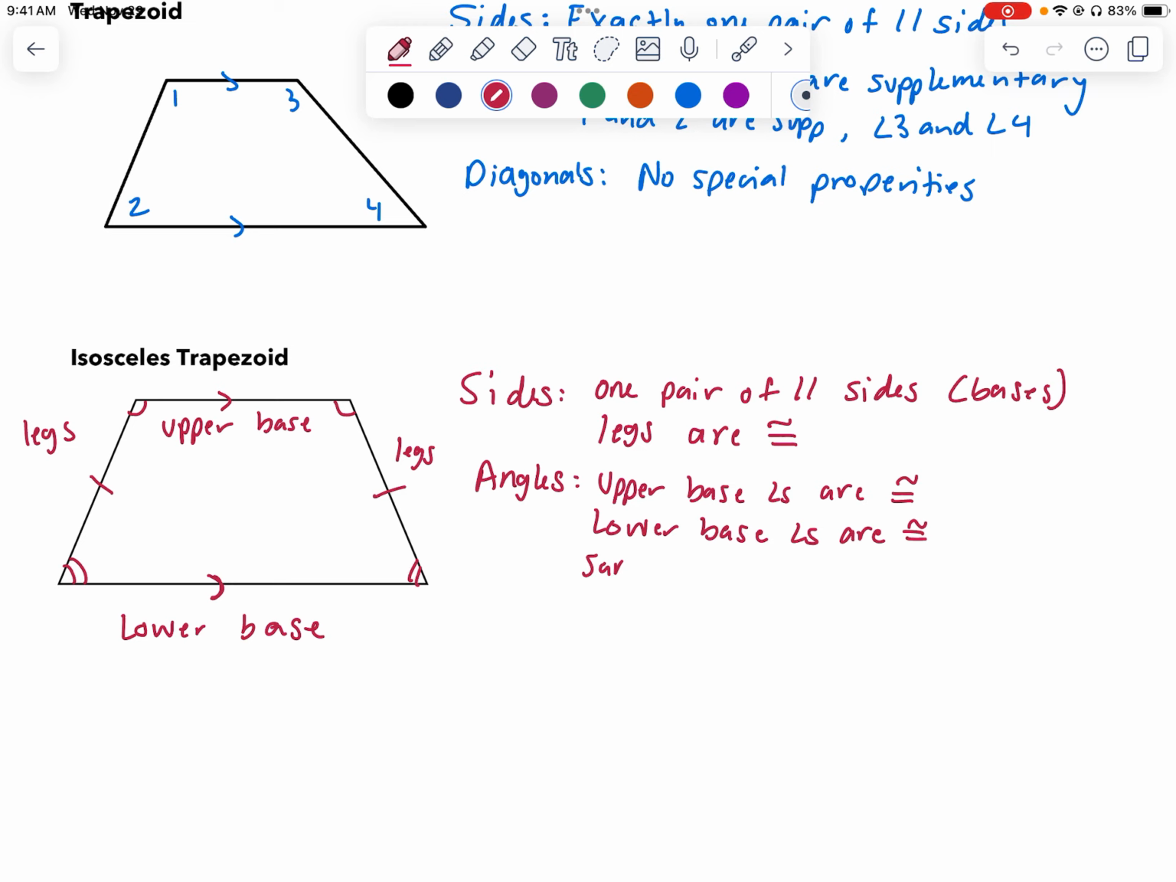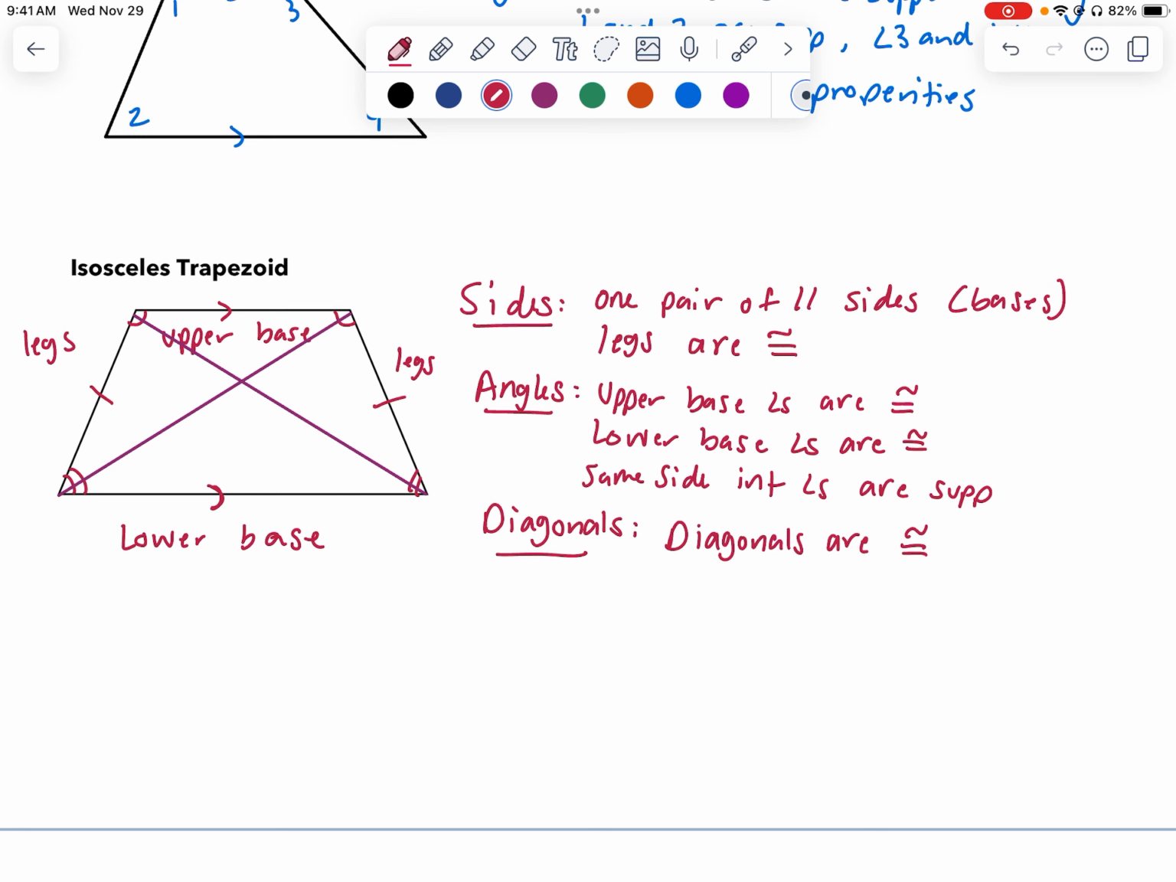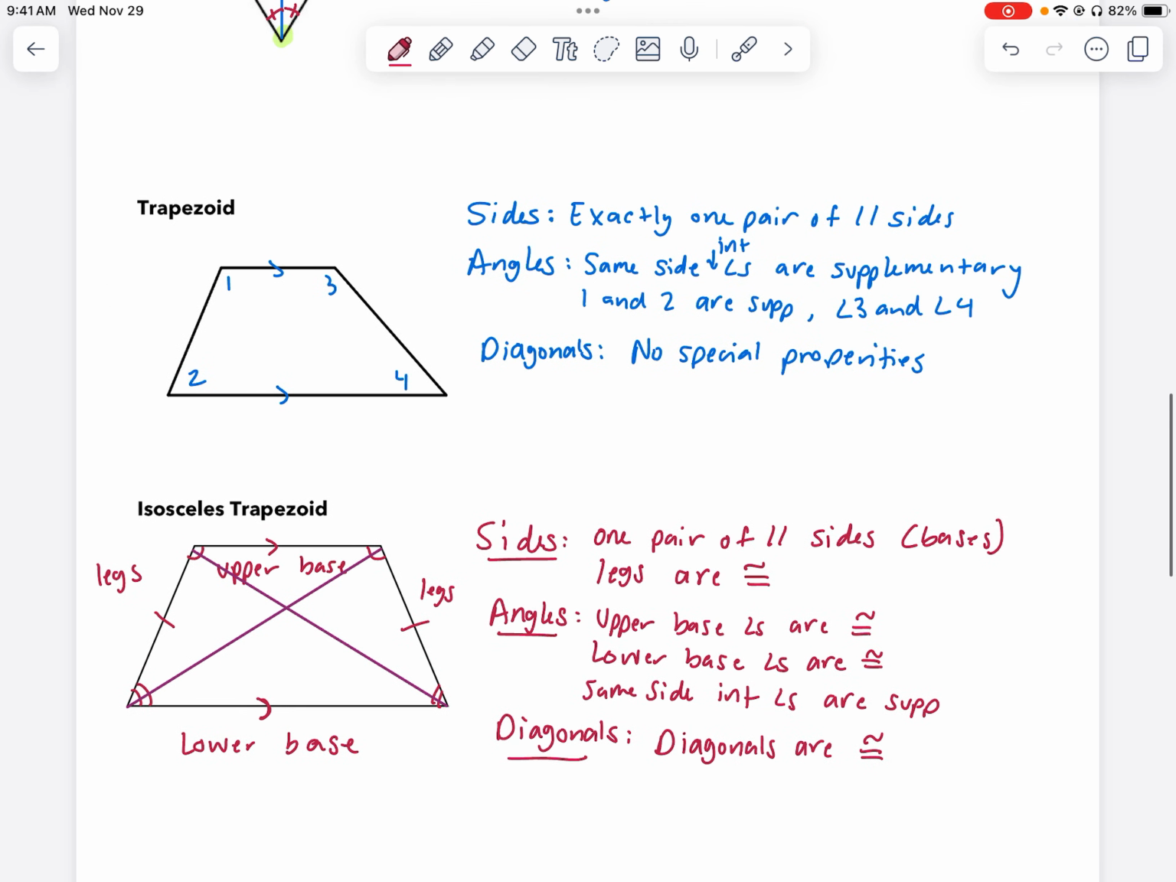And then same as above, the same side interior angles are still going to be supplementary. So an upper base angle and a lower base angle will be supplementary to each other. Okay, the last property of all of our types of quadrilaterals is that when we draw on the diagonals of an isosceles trapezoid, they are going to be the same length. When we look here, those do look like they're the same length, and that is true. So diagonals are congruent.